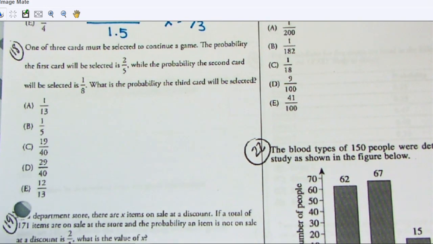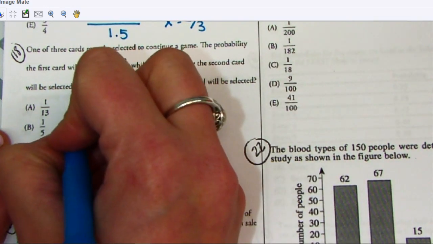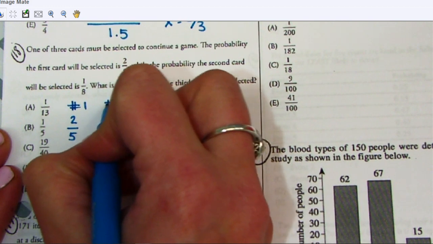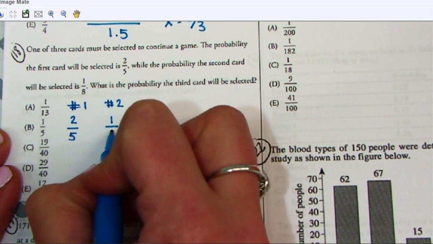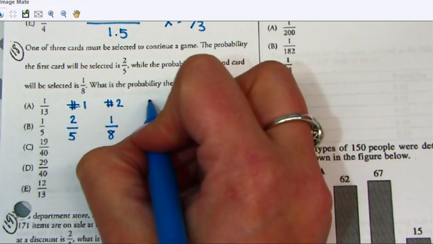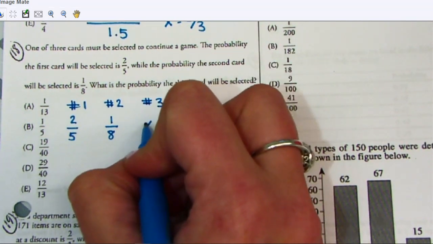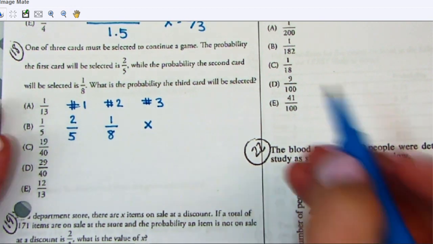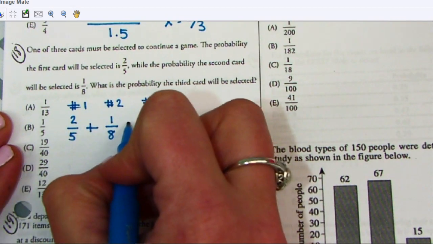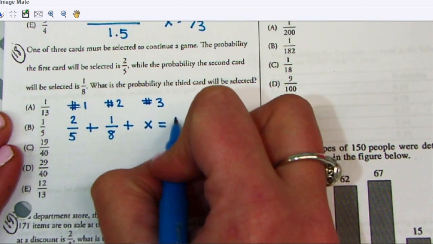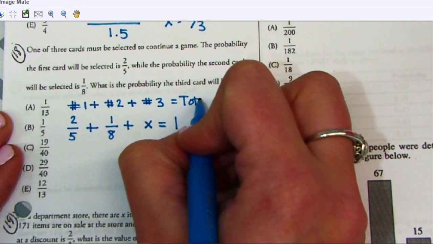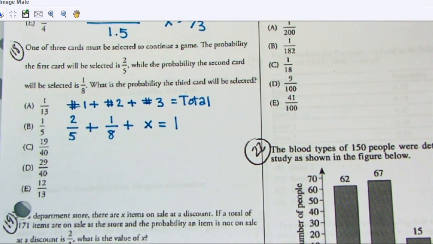The probability of selecting the first card, so the first card's probability is 2 out of 5. The probability of the second card being selected is 1 out of 8. We want to know the probability of card number 3. I'm going to put X. We don't know the probability, but we do know that we have to select a total of 3 cards, which means when we add all the probabilities together, they should equal 1. So remember, add your probabilities, they will equal the total. When working with probability, the probability would always be 1 or 100%.